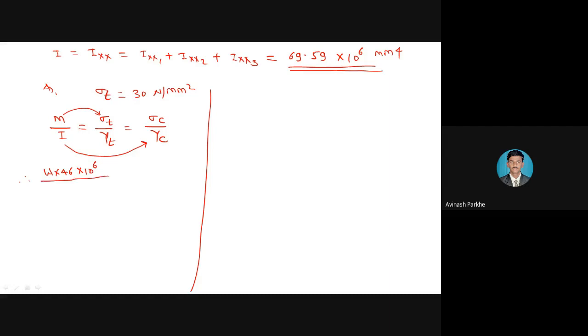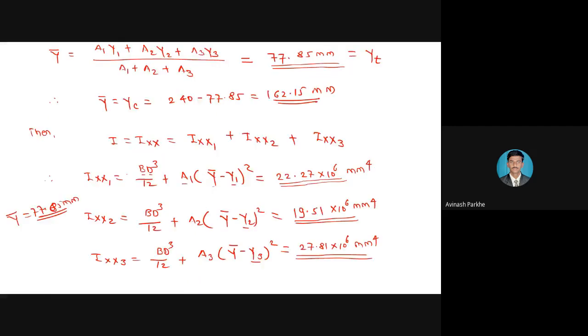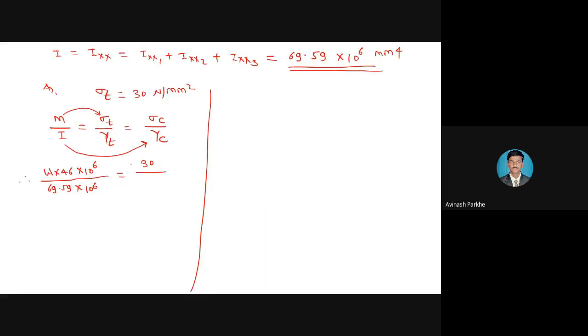Value of I is 69.59 into 10 raised to 6. Sigma t, if I take the first combination, M upon I is equal to sigma t upon yt. Sigma t is already given in the statement, that is tensile stress equal to 30 Newton per mm square, and yt we have calculated as y bar, that is 77.85. So here you will get only one unknown in the form of W.